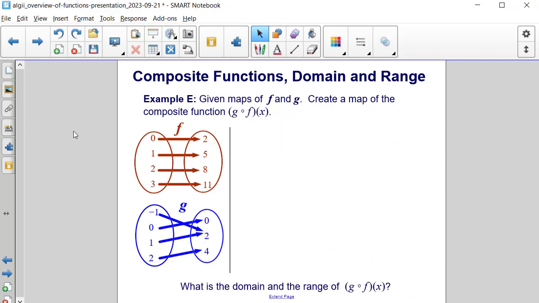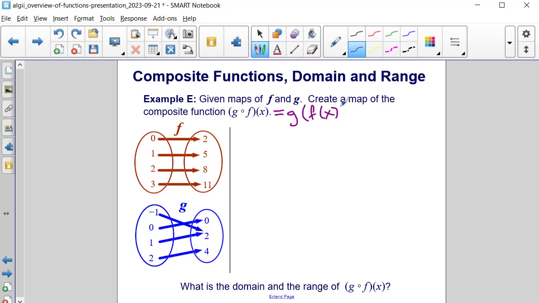Here's another example on how to find the domain and range of composite functions. This time we are given the maps of f and g, as shown here to the left, and we are going to create a map of the composite function g of f of x. And this can be rewritten also as g of f of x, where f of x is inside of g of x. And remember, when we have composite functions, we need to start from the inside and work our way out. So therefore, the first set of ovals that we will draw for our mapping will have the inputs of f in them.